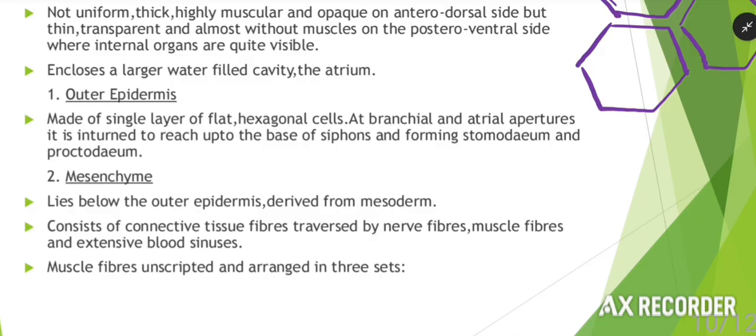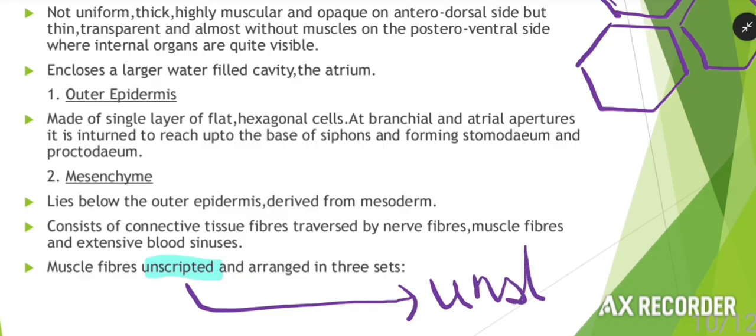So it's the same case here, consists of connective tissue fibers traversed by nerve fibers, muscle fibers and extensive blood sinuses. Muscle fibers unstriated, sorry, it is written here wrong, unstriated होगा ये, let me mark it, this one is unstriated. Unstriated muscle fibers that are arranged in 3 sets.